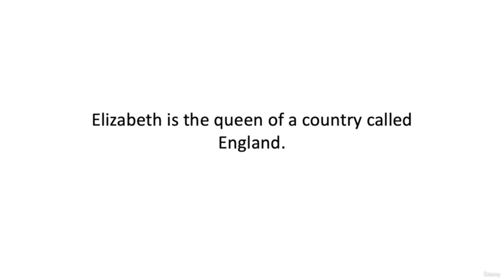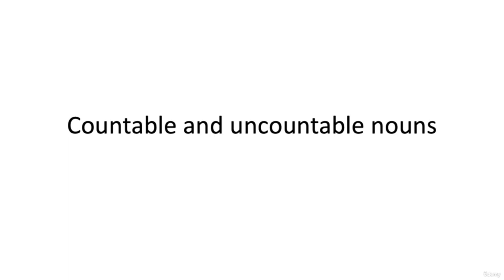Elizabeth is the queen of a country called England. In this sentence, there are 4 nouns. Elizabeth and England are 2 proper nouns. They refer to a specific person and place. Queen and country are 2 common nouns. Congratulations! Now you know all about proper and common nouns.